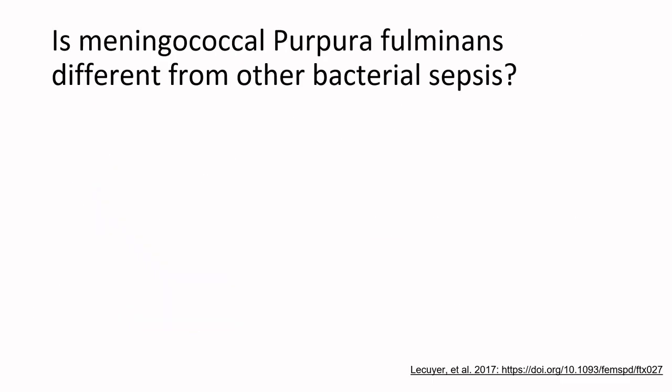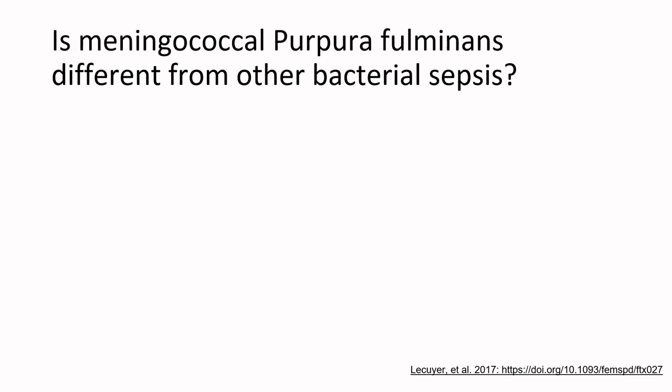So at this point, I think we have understood how meningococcemia leads to this purpura fulminans. However, what we haven't explained yet is why this is specific to Neisseria meningitidis. And so if we want to go to this question, we should maybe first ask, is it really that specific?